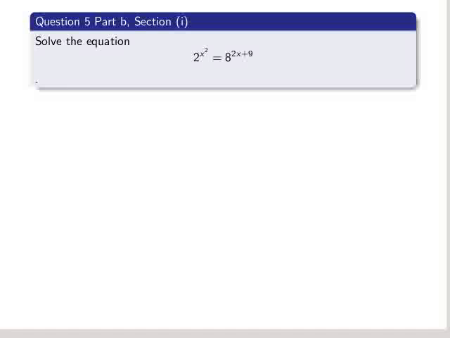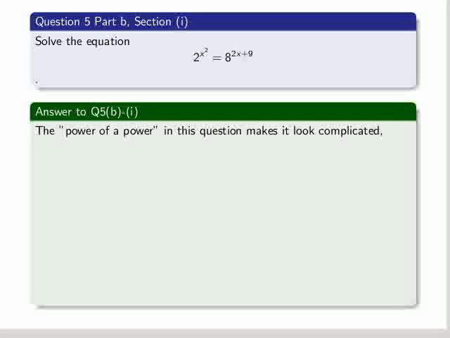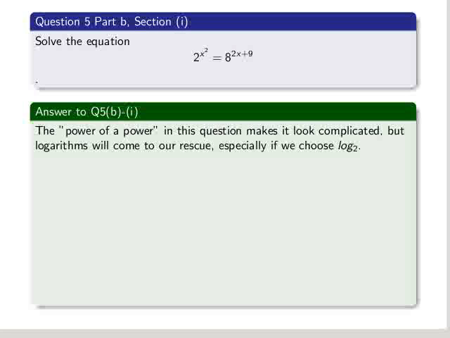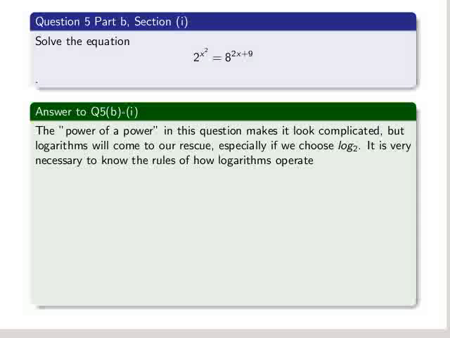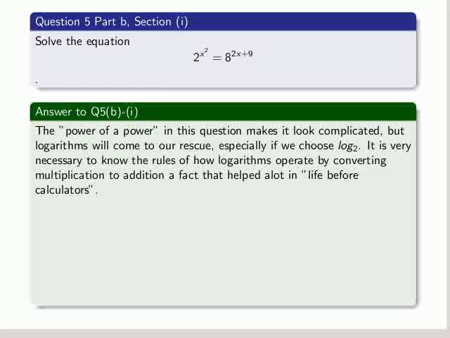Solve the equation 2 to the power of x squared equals 8 all to the power of 2x plus 9. The power of a power in this question makes it look complicated, but logarithms can come to our rescue, especially if we choose log 2. It is very necessary to know the rules of how logarithms operate, and by converting multiplication to addition, a fact that helped a lot in life before calculators actually. What happens is as follows.